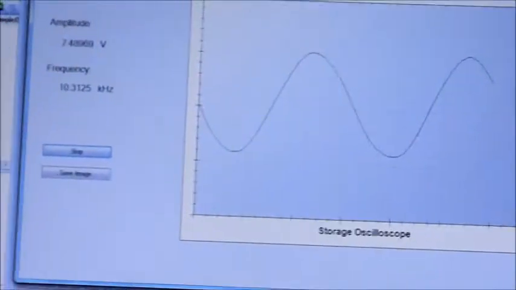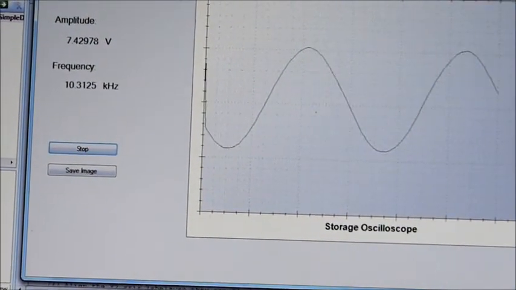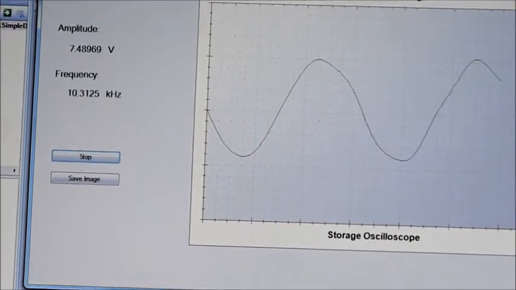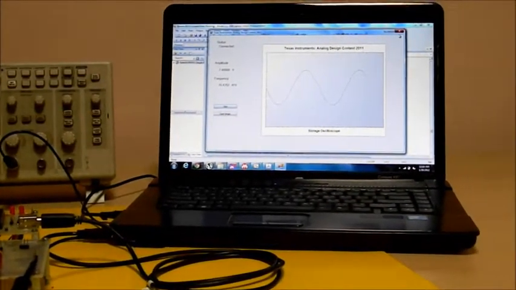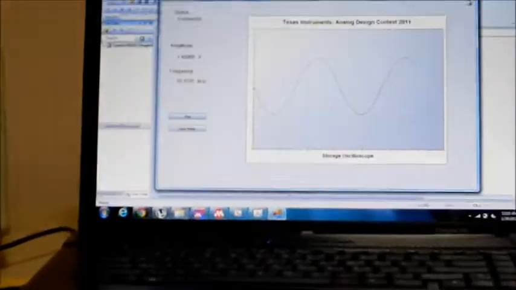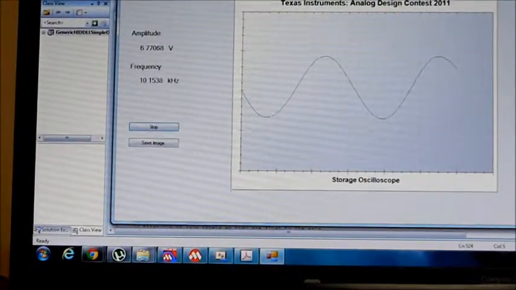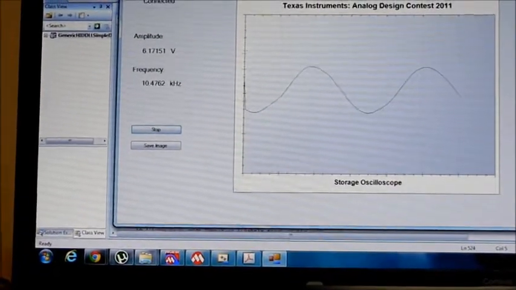Now, as per our circuit, the frequency is 10.3 kHz and the amplitude is 7.8 volt peak to peak. Now, we will try and check the response of our circuit to amplitude variations. As we can see, as we vary the amplitude, now we are decreasing it, the circuit also almost immediately decreases the amplitude.